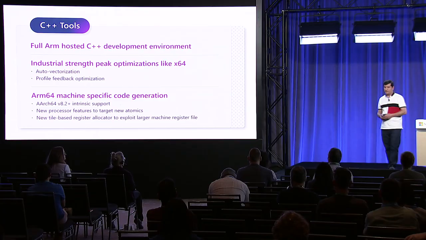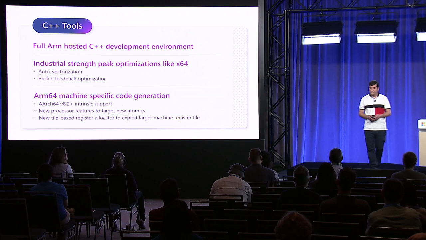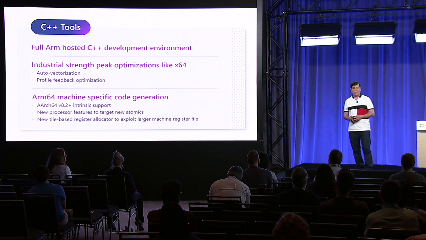We have peak optimizations like we have for x64. My favorite one is profile-guided optimization, also known as POGO. This is where you can run a profile training workload on ARM and use the same toolchain utilities and optimization to get the most performance out of your C++ apps. We have ARM64 machine-specific code generation, like new intrinsics for ARM version 8.2.